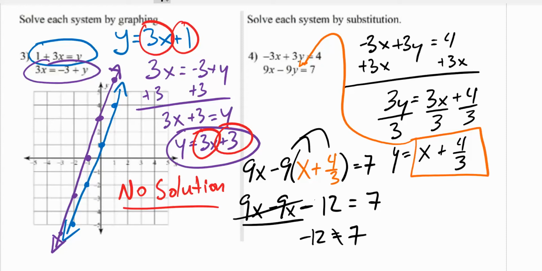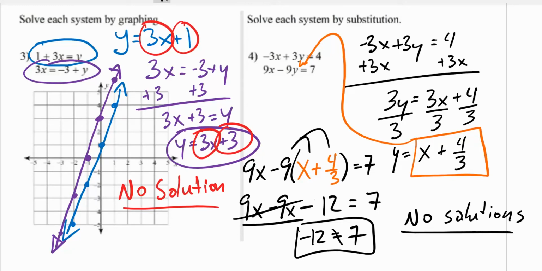So when we're doing substitution and we get something that doesn't make sense, then that's how we get no solutions using substitution. So either way, graphing an equation with the same slope and different y-intercepts will give us no solution. And when we use substitution and we knock out a variable and we don't get anything that works, then we say, hey, that doesn't work, so we must have the same slope.